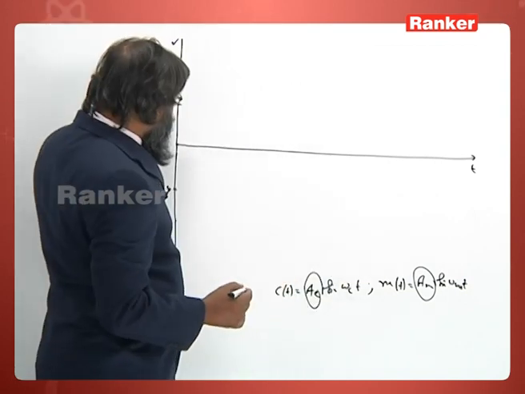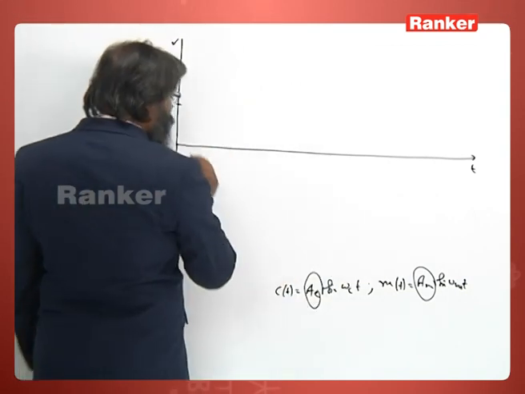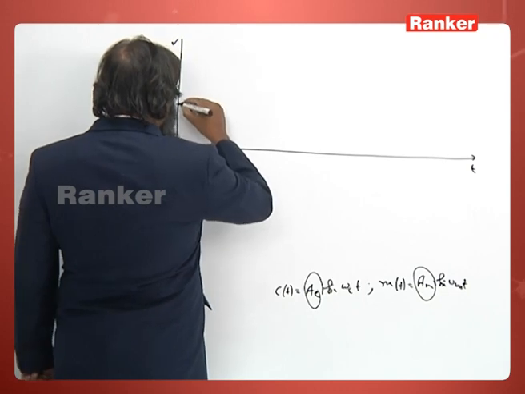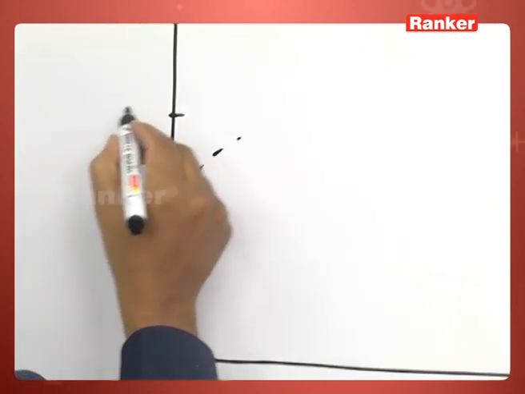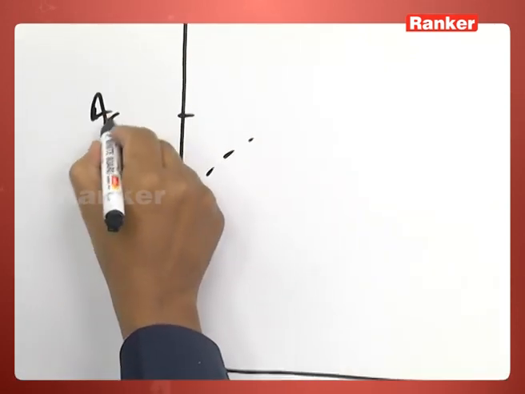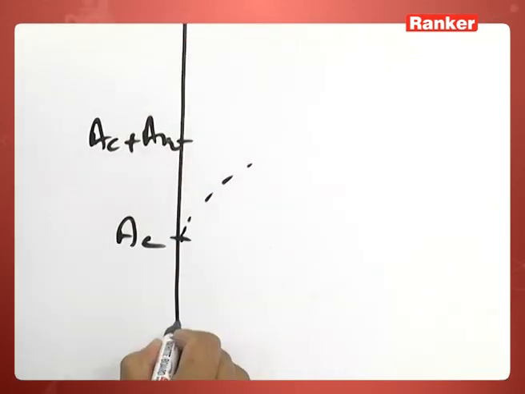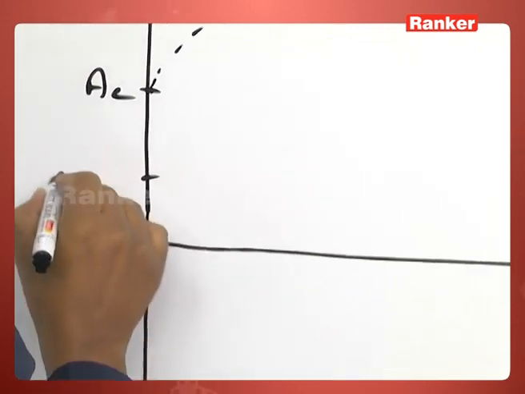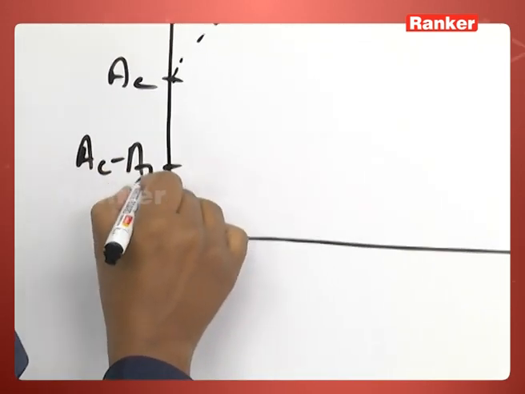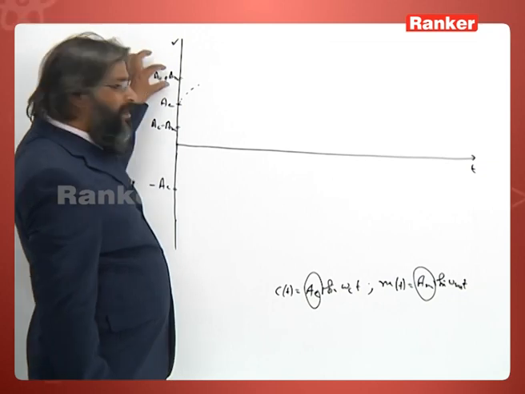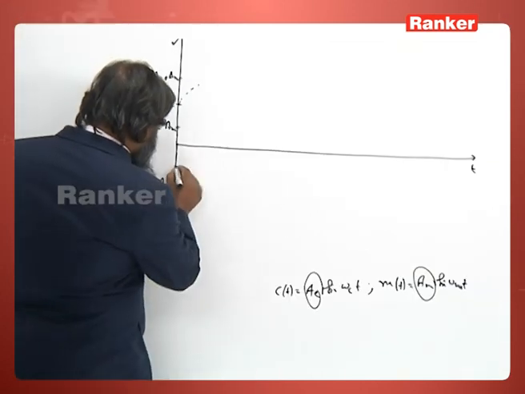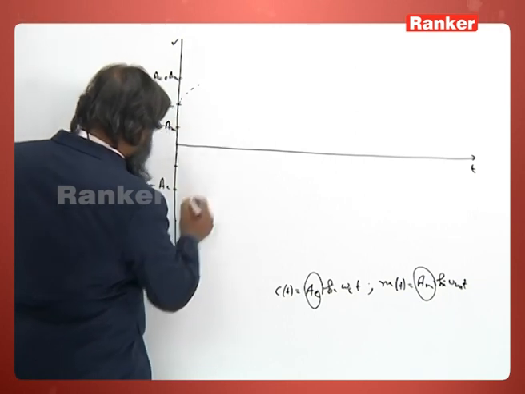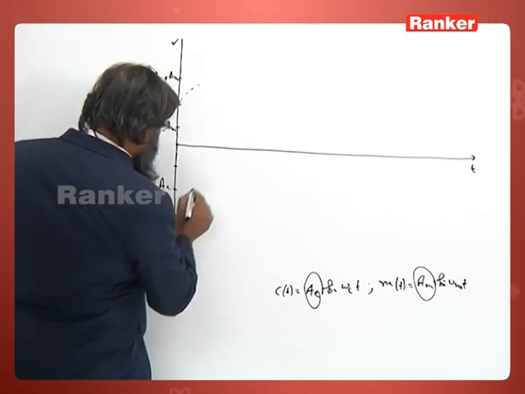So AC is represented here, and so you see here this is AC, this is AC plus AM, and this becomes AC minus AM. You see AC plus AM is here, AC minus AM here. Similarly, its negative quantities will be here.